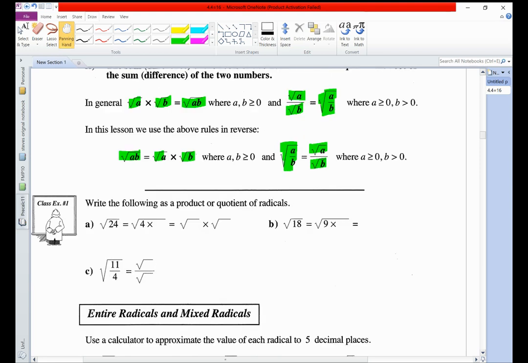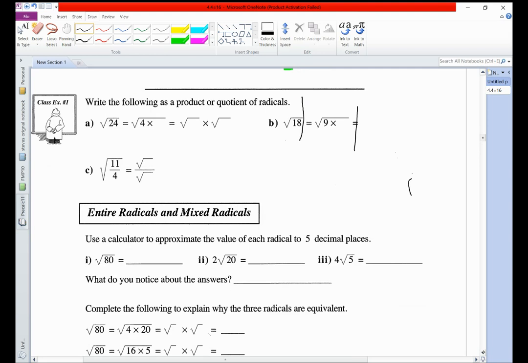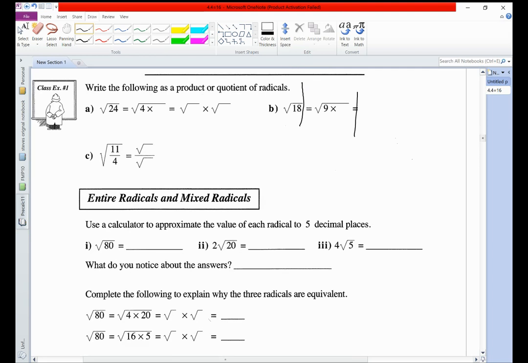So it says here, write the following as a product or a quotient of radicals. They started here with the square root of 24, and we know 4 times 6 is 24. So we can write that as the root of 4 times 6.